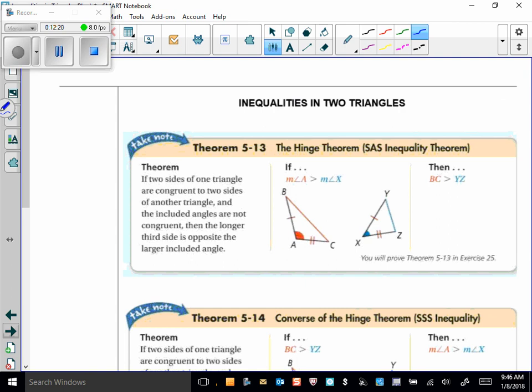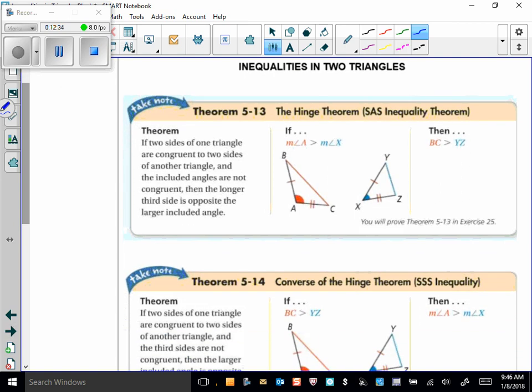All right, now that was inequalities in one triangle. Now we're going to switch over and talk about inequalities in two triangles. These were really two separate lessons in your book, but I decided to combine them into one fabulous video. Okay, so here we go, the Hinge theorem. The Hinge theorem says if two sides of one triangle are congruent to two sides of another triangle and the included angles are not congruent, then the longer third side is opposite the larger included angle.